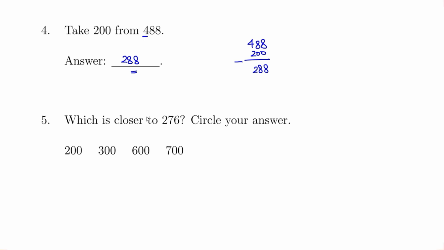Now number 5, which is closer to 276? Circle your answer. If you see the options, everything is hundreds. That means this question is about rounding numbers to the nearest hundred. So let's check the hundreds now. We have 200 and something, so it must be between 200 and 300. Let's cross out everything that is not 200 or 300. So we cross this out and we cross this out. We have only 2 options now, 200 or 300.